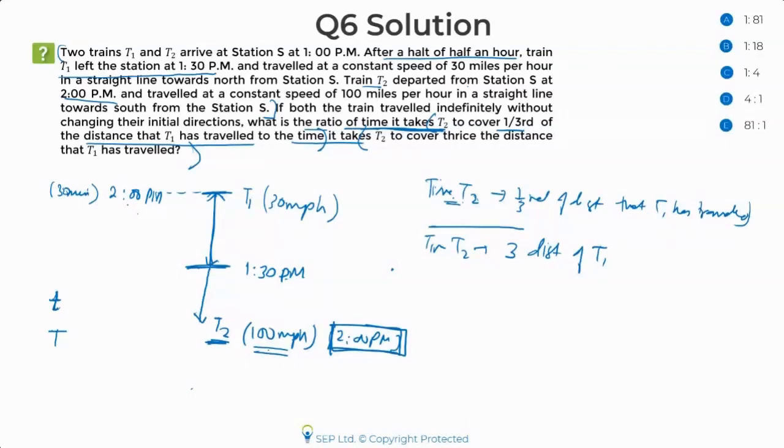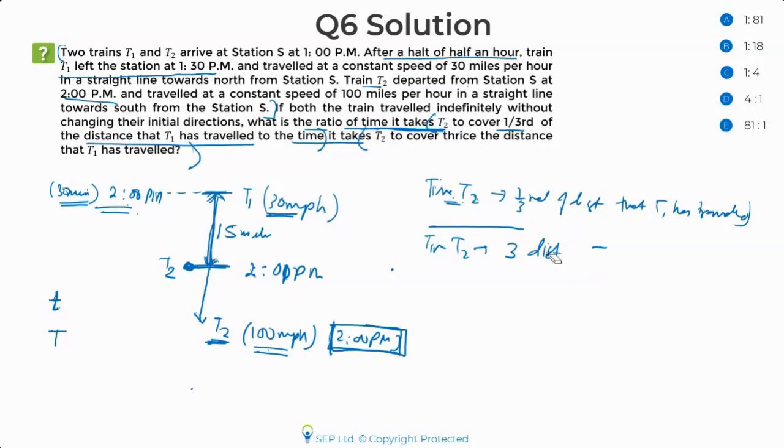So T2 is starting at 2 p.m. from scratch. From this point it's starting, and at 2 p.m., if I'm traveling at 30 miles per hour and I'm traveling for 30 minutes, then that means I've covered 15 miles already. So T1 has already covered 15 miles. So at 2 p.m., T1 is 15 miles away from T2 and they are both starting.